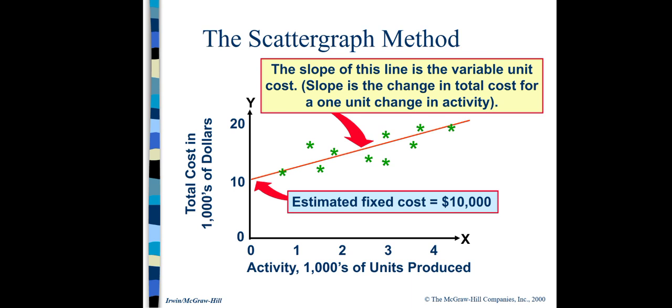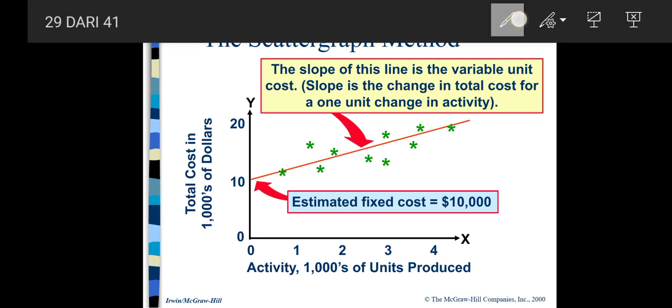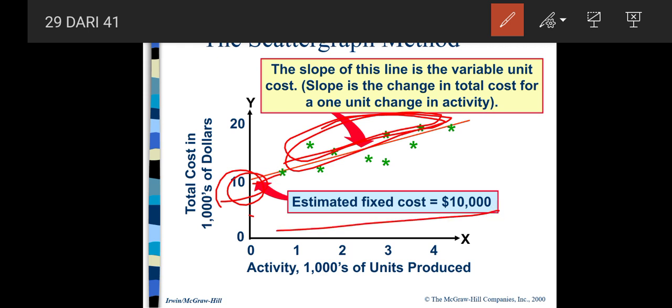Jadi in here, the slope of this line is the variable unit cost. The slope is the change in total cost for 1 unit change in activity. Jadi ini ya, ini variable unitnya di atas ini. And then the estimate of the fixed cost is in here, total waktu dia naik di mana, itu adalah estimasi fixed cost.